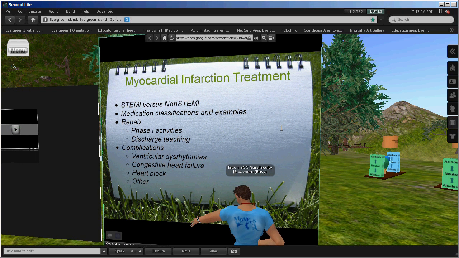Myocardial infarction treatment, STEMI versus non-STEMI, medication classifications and examples. The rehab phase 1 activities and phase 2 discharge teaching, and finally the complications: ventricular dysrhythmias, congestive heart failure, heart block, and others.